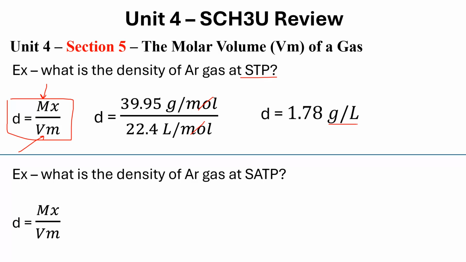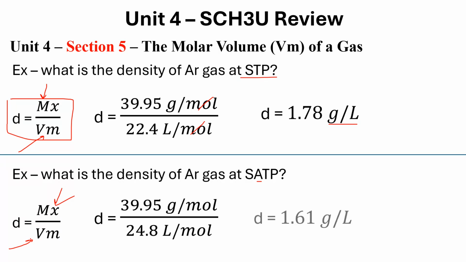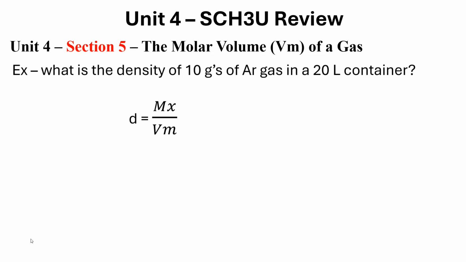Well, what happens if we use the same gas but change the conditions? So this time we're going to look at SATP. So we still have our 39.95, but now we've got 24.8 here. And we divide those out, we get a little bit less, 1.613 grams per liter. Well, what happens if our question's at neither of those conditions, like this one here? So it says, what's the density of 10 grams of argon gas in a 20-liter container? Well, we want to do our density, and we do know our molar mass, but we do not know the molar volume.